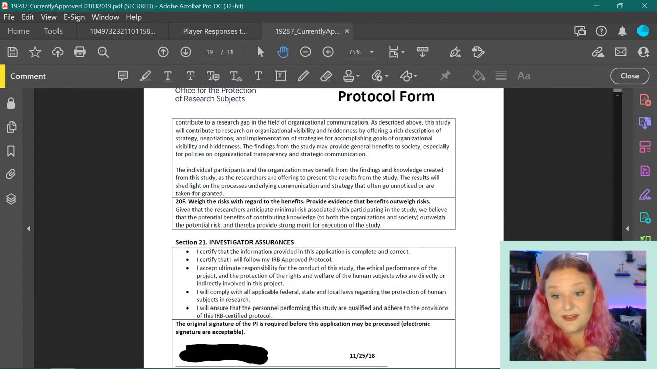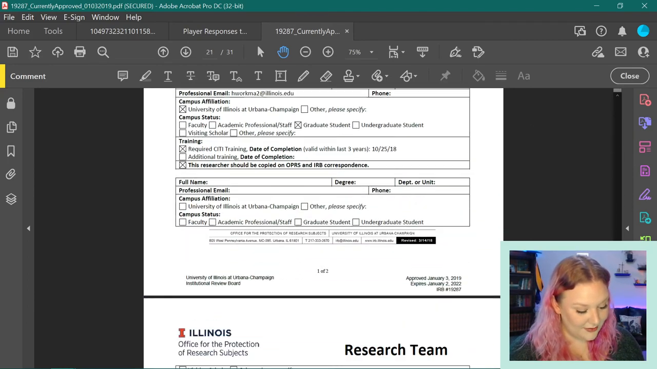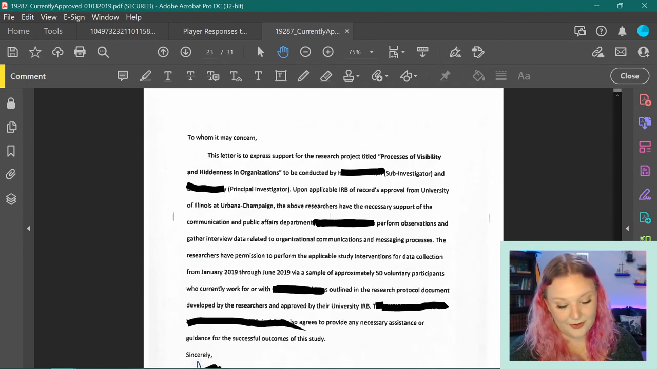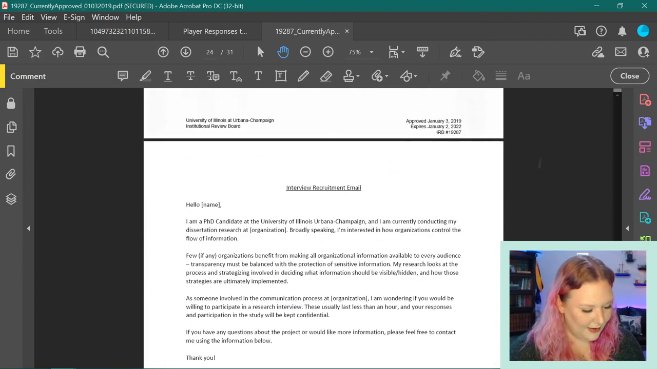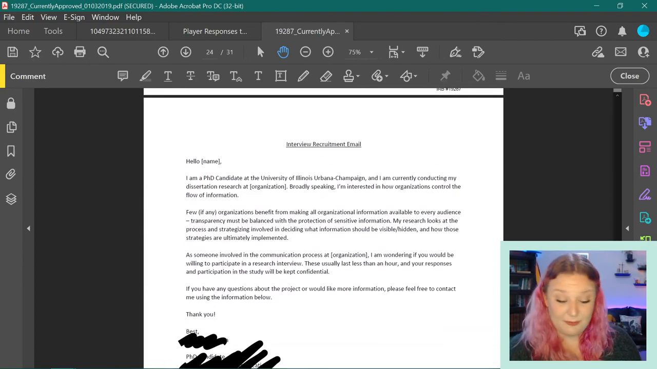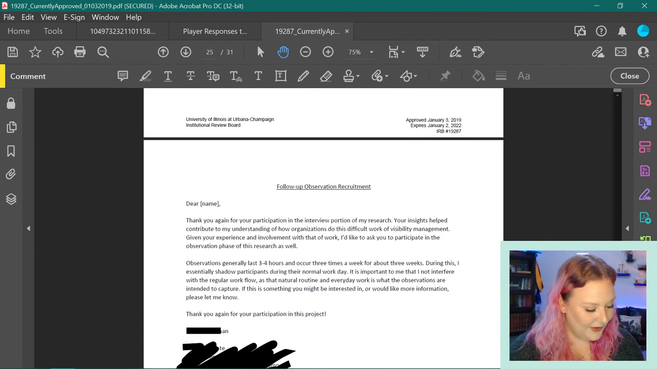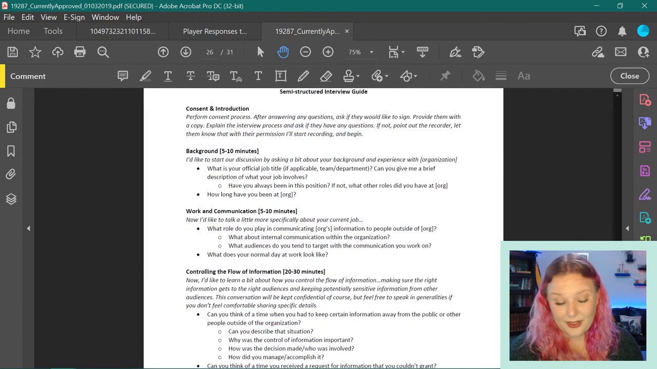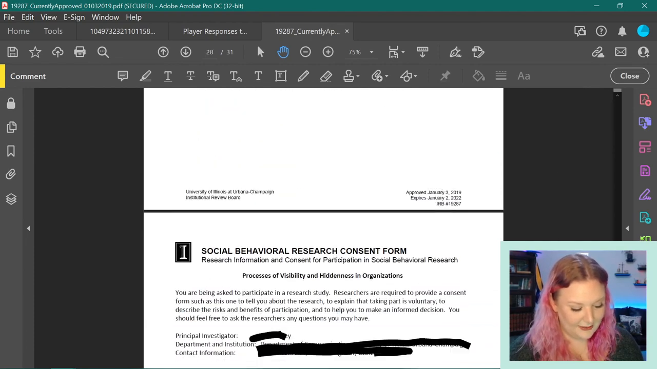A lot of times they'll send you something back, kind of like a revise and resubmit, and say, hey, you need to make these changes. But you also have to submit, I had to get approval from the IRB at the organization because they also had an IRB. Then you have to submit, how are you going to recruit them? Give me a copy of the recruitment email, my follow-up emails, and then you have to submit interview guides. What questions are you going to ask them?